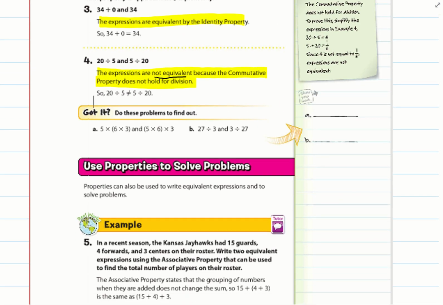So go ahead and try A and B. Tell us, are they equivalent and what property is used? So for A, we have 5 times 6 times 3, and the 5 times 6 times 3. It's multiplication, so yes, they are equivalent, by the associative property.